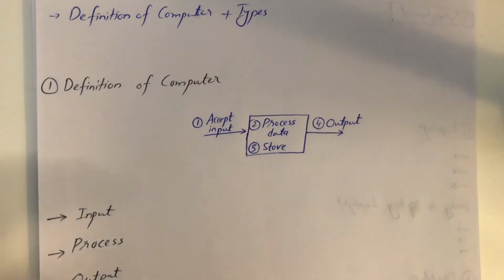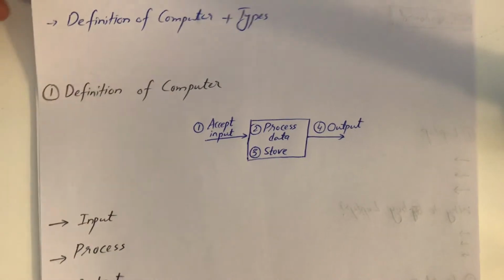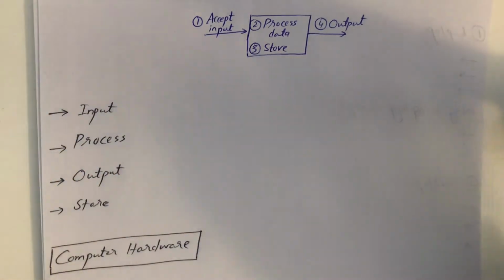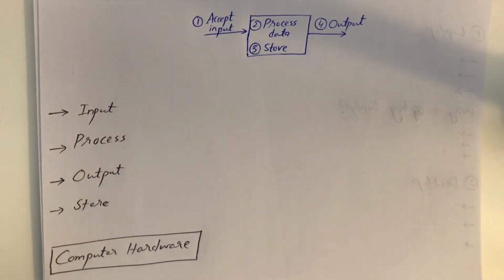So any digital device which can perform these four traits, or which can provide these four functions, is called a computer. Which can accept input, process data, store data, and give a suitable output. Now, as far as input is concerned, a computer cannot understand human language. If you want the computer to do something, you have to convert that instruction into machine language. So please remember, a computer doesn't understand human language. It only understands machine language.